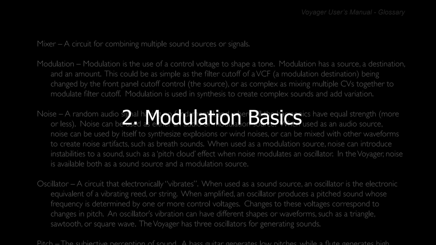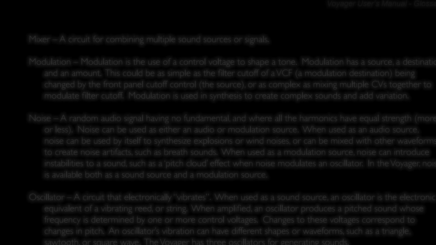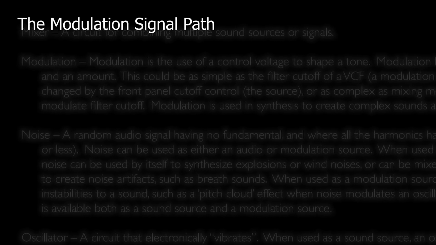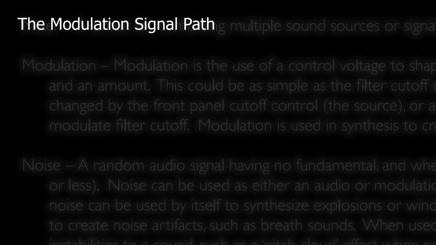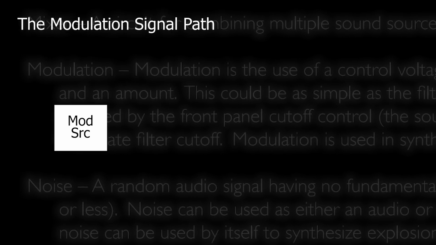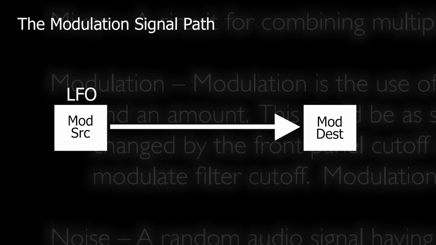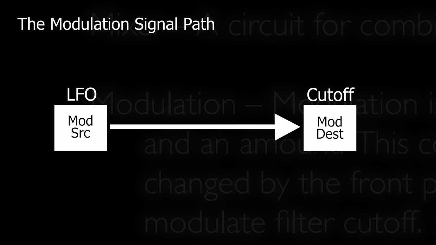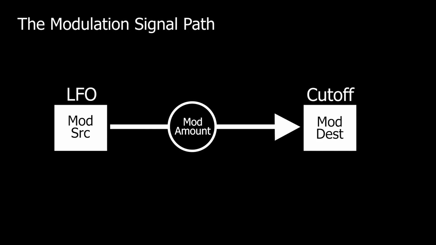Okay, so I'm going to assume for this video that you don't own a Voyager yourself. So let's just cover a few basics about modulation. Now, modulation in a synthesizer, any synthesizer, works in a very, very similar way. We have three basic components. We have a modulation source, so for example, an LFO. We have a modulation destination, for example, filter cutoff frequency, and we have a modulation amount, the amount by which we want the source to modulate the destination.